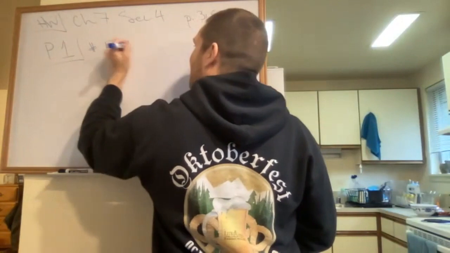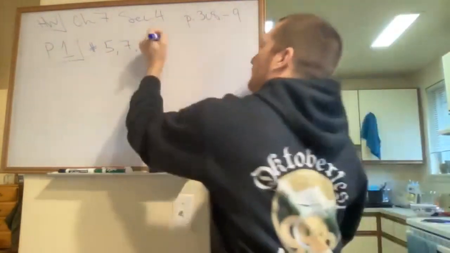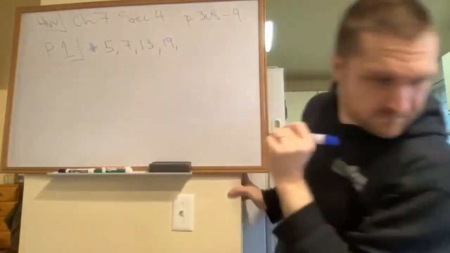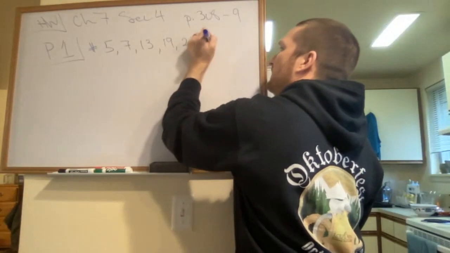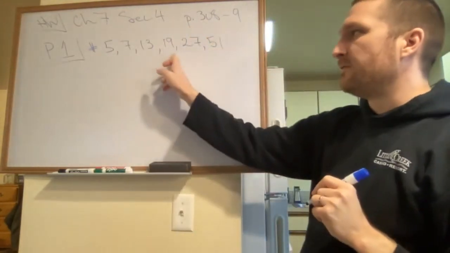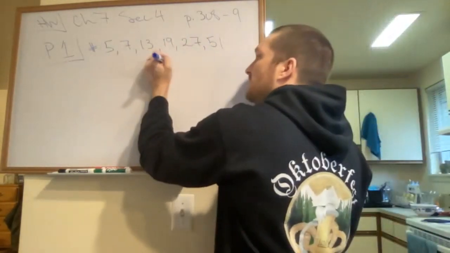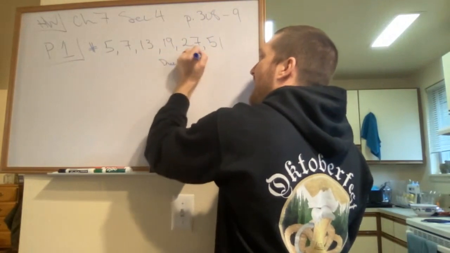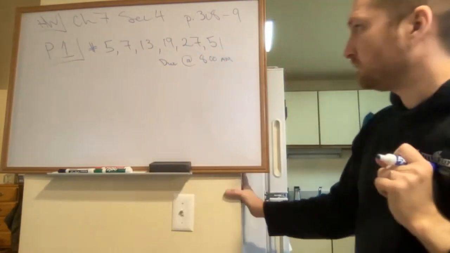Numbers 5, 7, 13, 19, 27, 51. Six problems. Most of them are very easy. This should not take you long at all. This is due at 8 tomorrow morning.